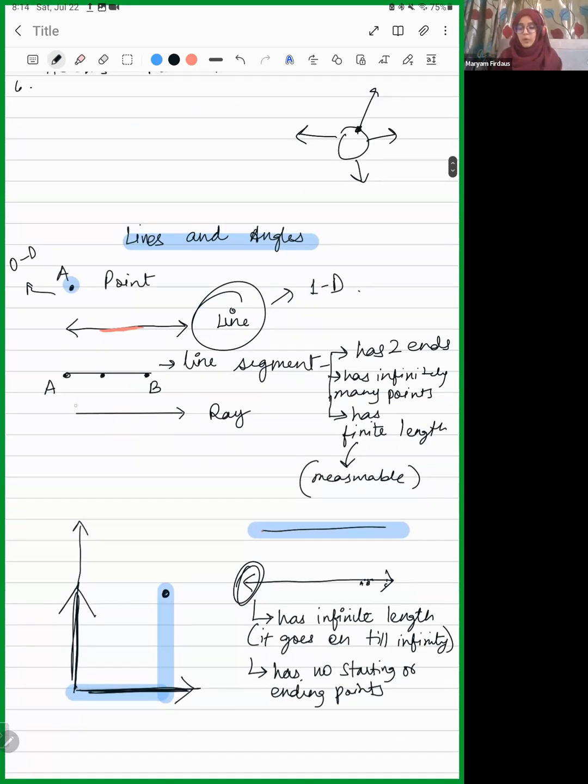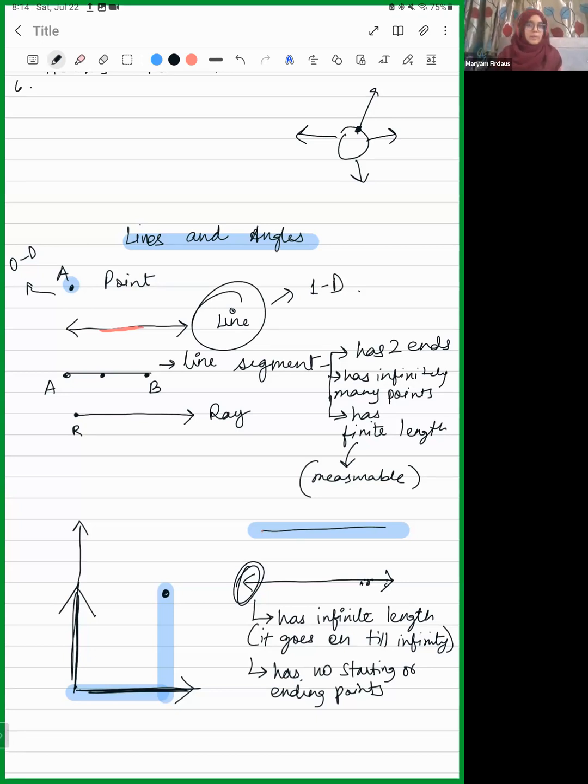A ray has a starting point. This is the starting point, the point from which the ray starts. Let's call it R. This is the starting point, and there is no ending point. It keeps on going forever. If I want, I can make it short like this. If I want, I can make it long like this. It's the same ray that we are talking about. Okay. Now let's talk about how to name these three things which we've just talked about.